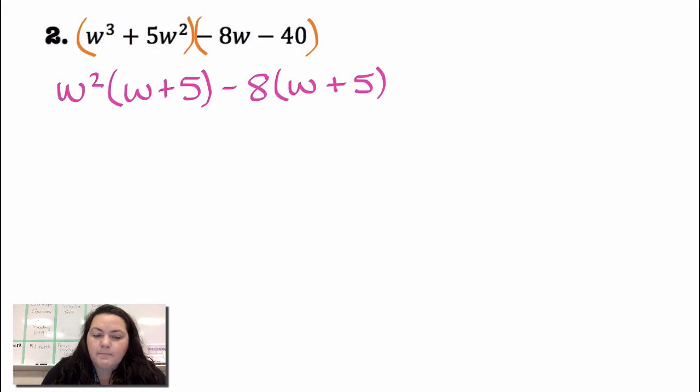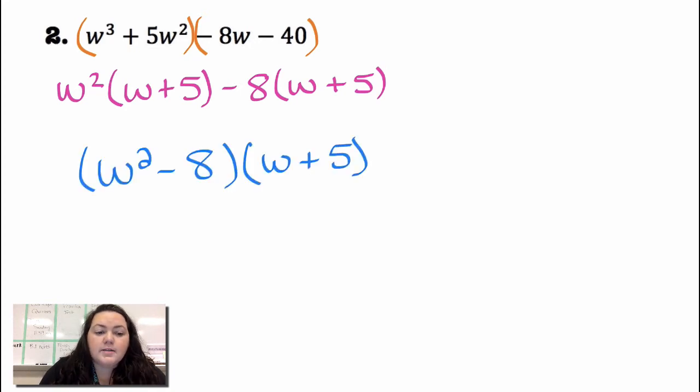So you always want to have that matching pair. All right, that leaves me with w squared minus 8 on the outsides of the parentheses. You combine those together. And then the matching set, which is w plus 5. So those are my two factors.